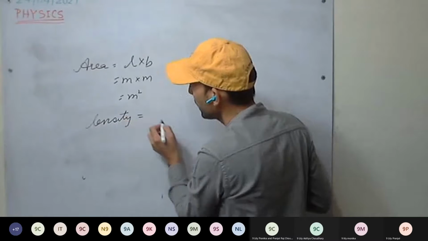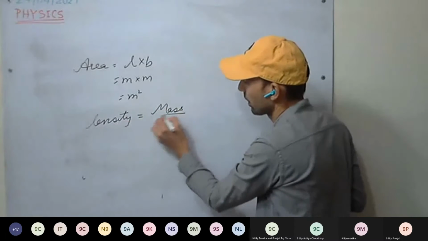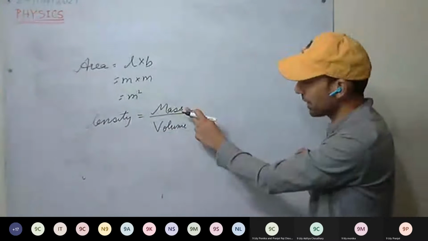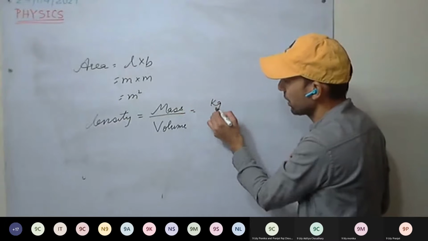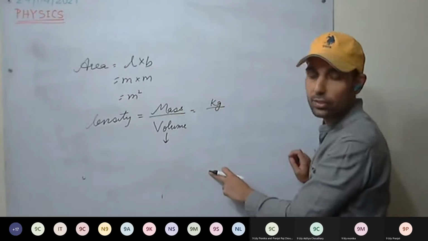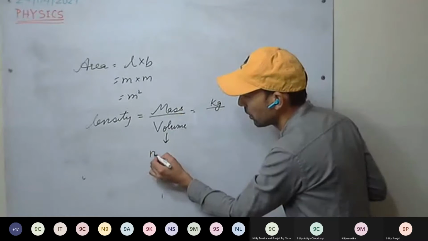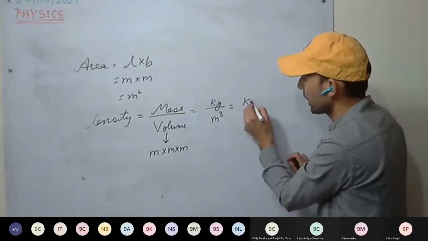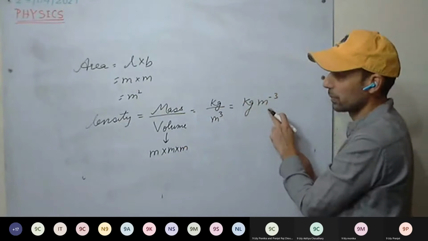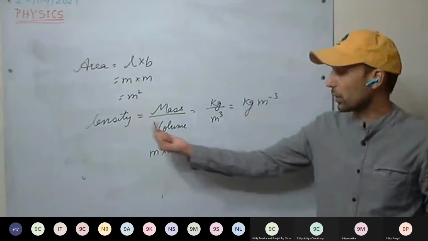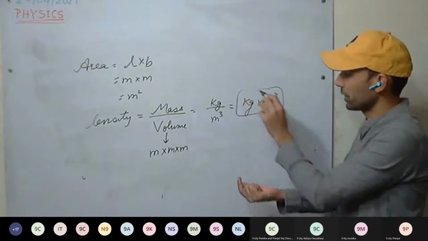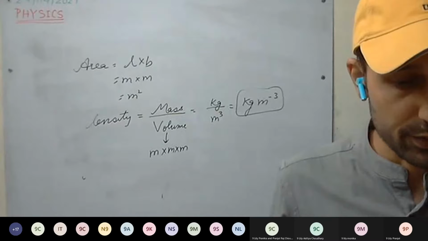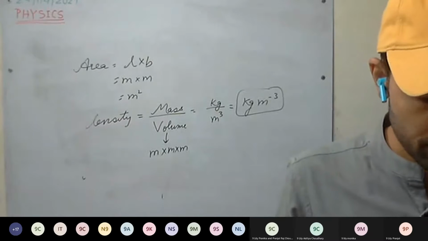Similarly, take density. What is the formula for density? Mass upon volume. Mass is a fundamental quantity, in kg, whereas volume is a derived quantity, meter into meter into meter, meter cube. So kg per meter cube. Density is a derived quantity and this is the derived unit. Understood this one? Other derived units you can go through, these all are derived units. Symbols used, you know.